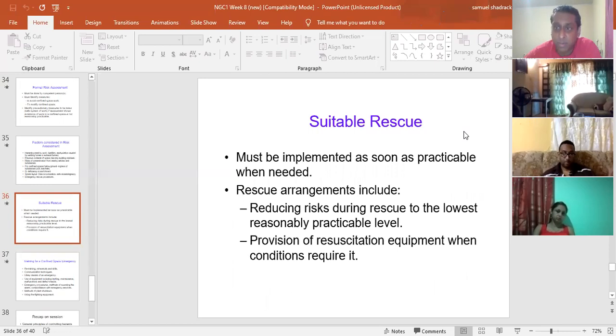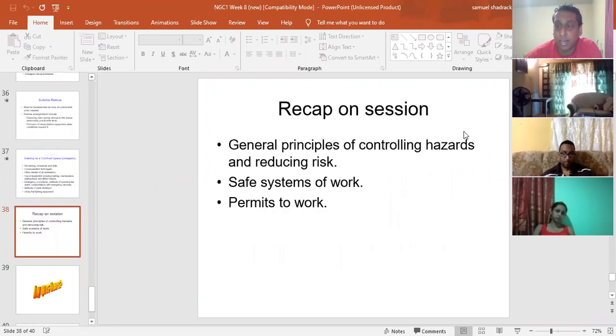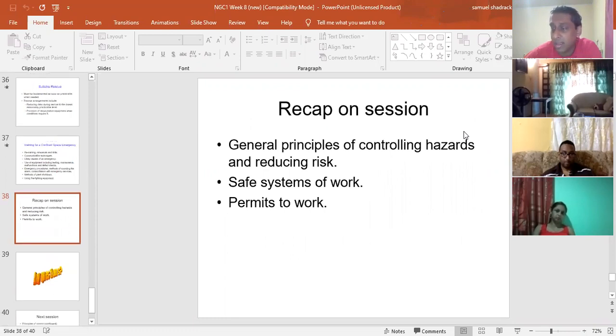If someone did have to work, and even if you isolated and you ventilated and you trained a person, there is still a need then for an emergency rescue team to be standing by.